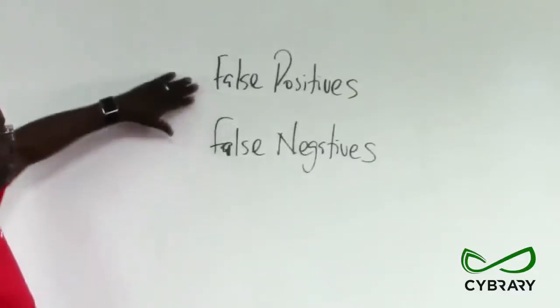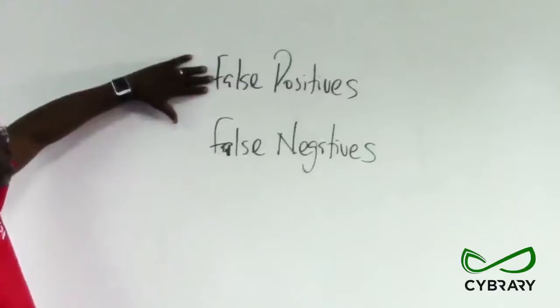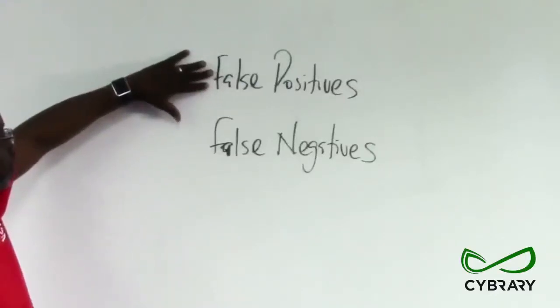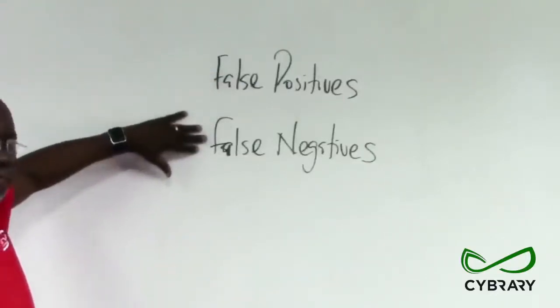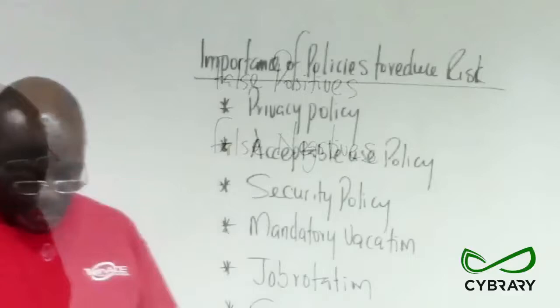So when your system alerts on things that shouldn't be alerted, we call it a false positive. And when your system fails to alert on instances where it should alert, that is a false negative.